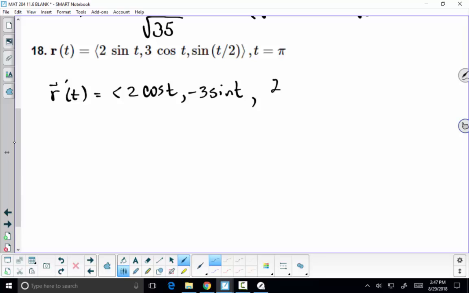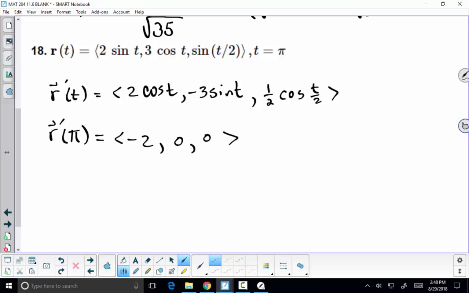The only piece of this derivative that might hang you up a little bit, is everyone clear on how you use the chain rule there? So we get 1/2 cosine of t over 2. Oh my gosh, I did it right. You did it right. Wow. Finally, I remember something. Did you plug in pi properly? I think I did. I got negative 2, 0, 0. Everyone agree with that? Yep, so that's our tangent vector at pi.